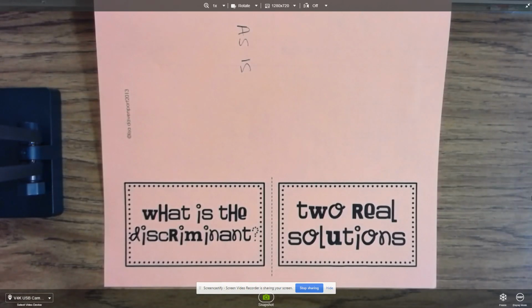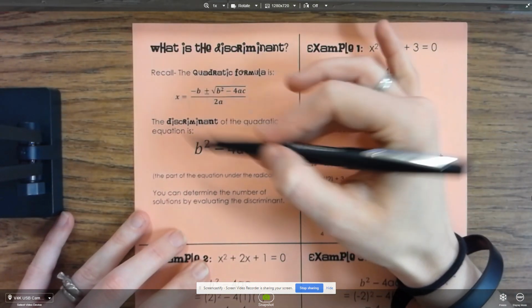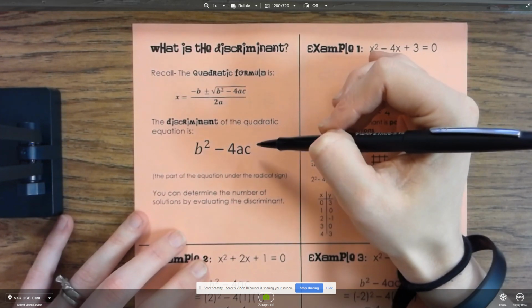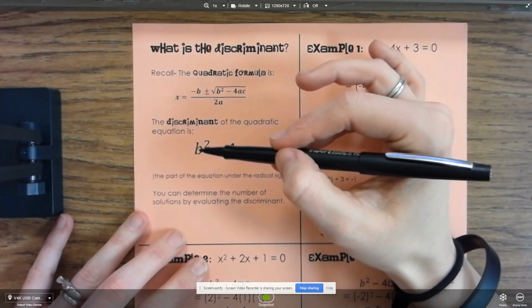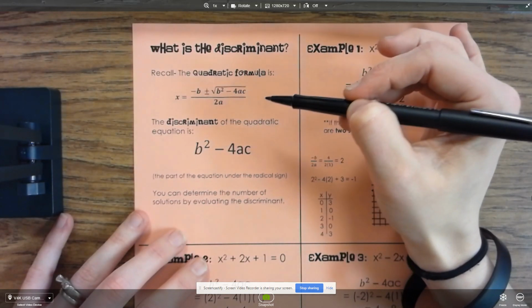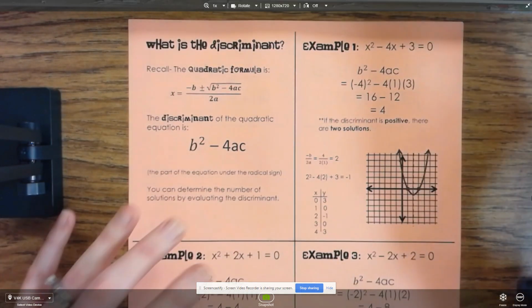This video is for what is the discriminant. So we've talked a little bit about this, but inside here, what is the discriminant? So we use the quadratic formula, and the discriminant is b squared minus 4ac. It's the part of the quadratic formula that's underneath the radical. And you can determine the number of solutions by evaluating the discriminant.